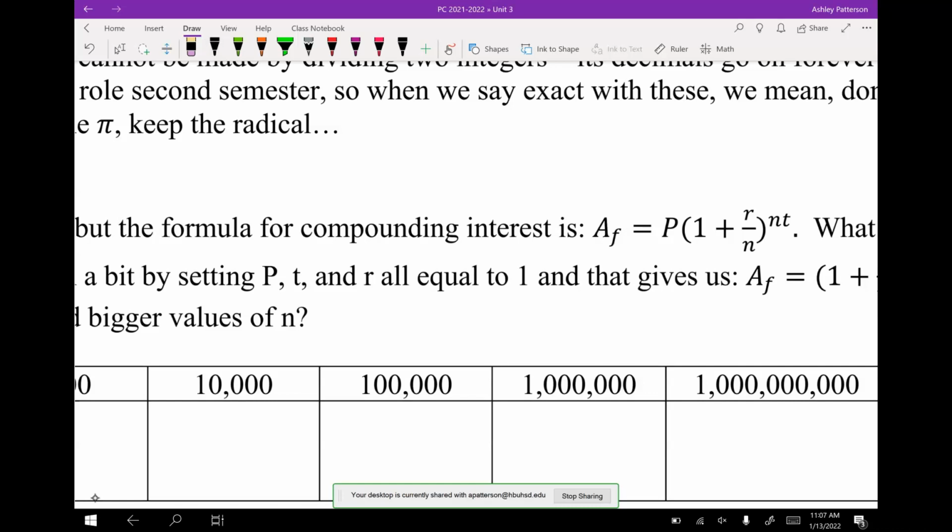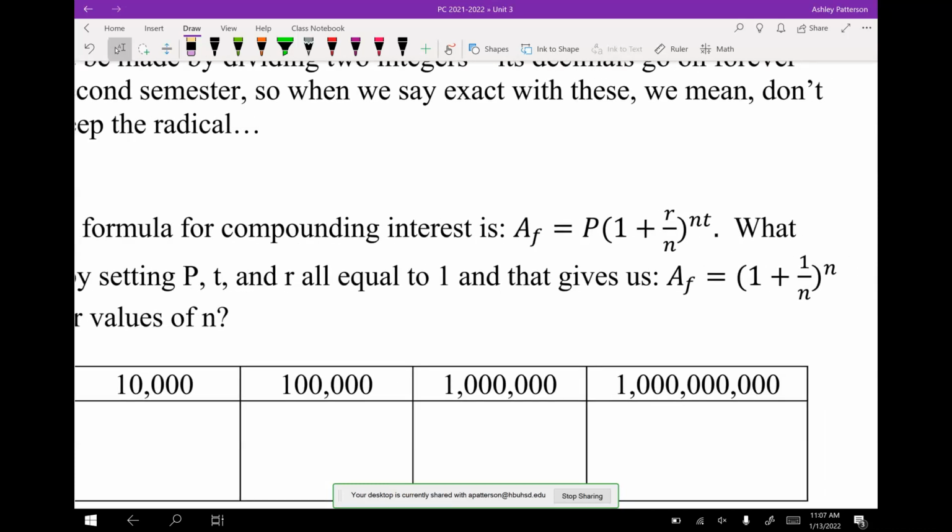A sub f just means our final amount. What's the end after our time period? P is the principal amount. What did we invest into this account? R is the rate. What is the percentage at which the interest is compounded? N is how often. So is it compounded daily? Nah, you wish. Is it compounded yearly? Most likely. And then T is how many years you've had the account. So A, P, R, N, and T all have reasons. We'll say they all have values or reasoning to be in this equation.